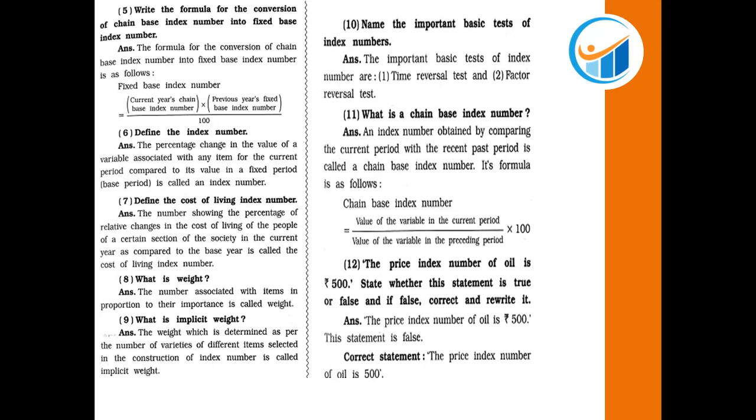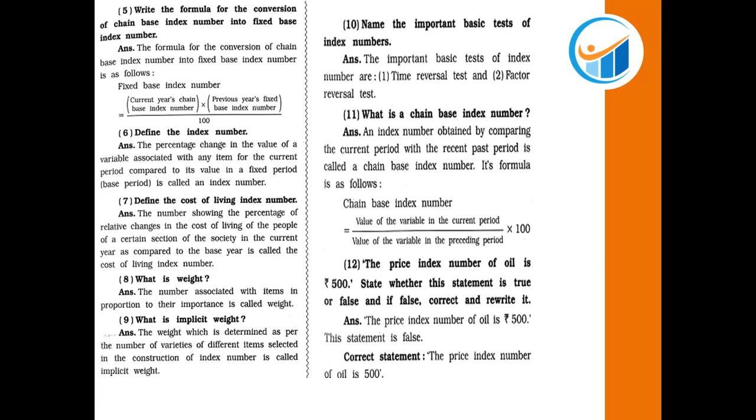What is the definition of index number? Previously, at the time of beginning of the chapter, it is already given to you. Define the index number. The percentage change in the value of a variable associated with any item for the current period compared to a value in the fixed period or base period is called an index number. So index number is nothing but useful for comparison of the current year's quantity or current year's price with the base year's price or quantity, and the resultant figure we get is known as index number.